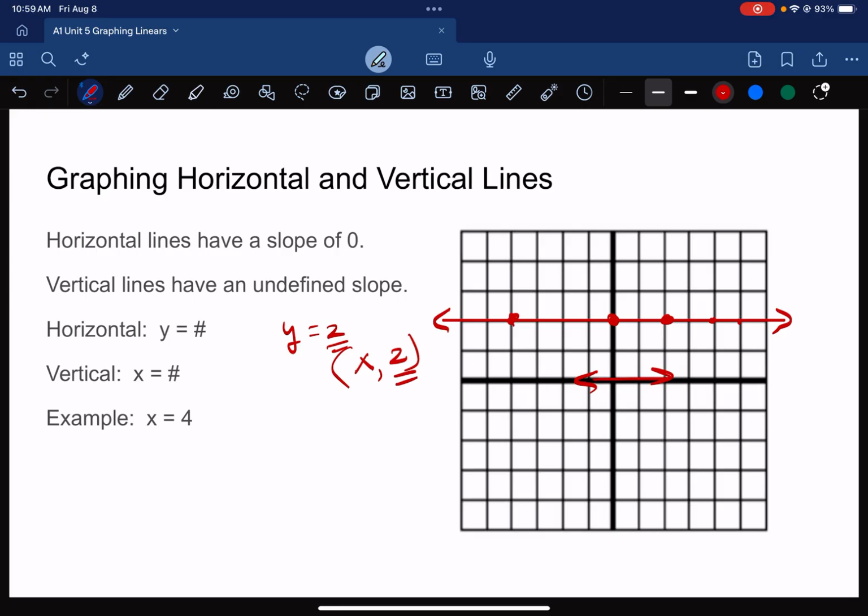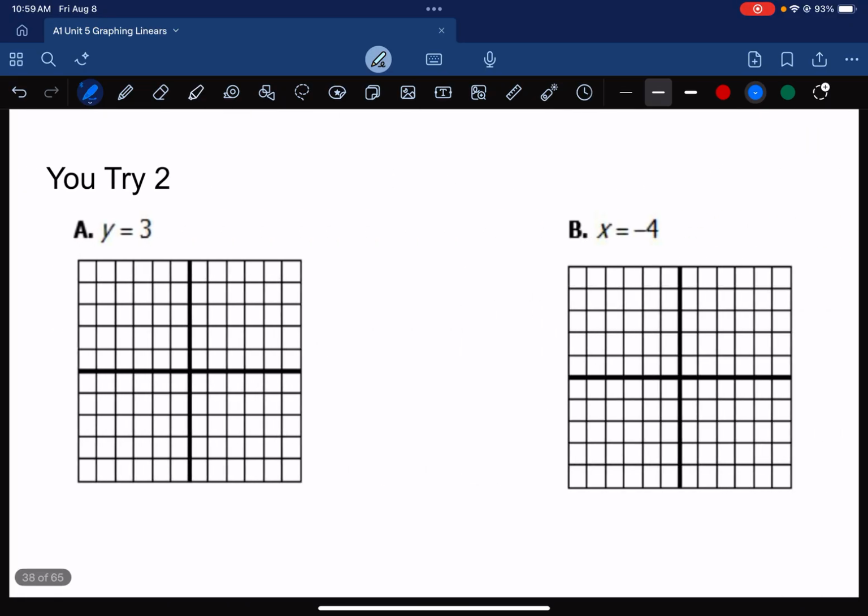And then for vertical lines, it's just true about x. For example, x equals 4. Well, that just says I don't care what the y-coordinate is, I just need the x-coordinate to be a 4. So you can go up or down wherever you want as long as you finish by going right 4, and you're going to get this line right here. Okay? So y equals goes left and right, x equals goes up and down, and you simply pass through the value on that axis. Okay, so give these two a try, see how you do.